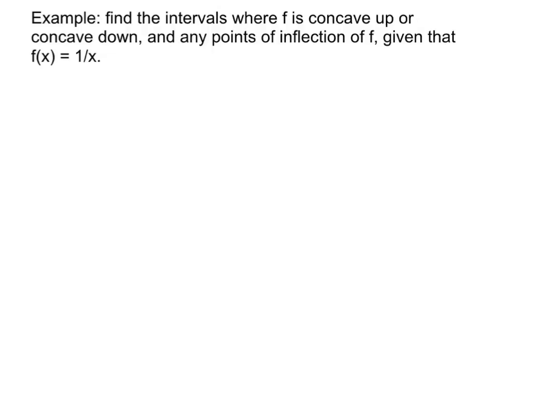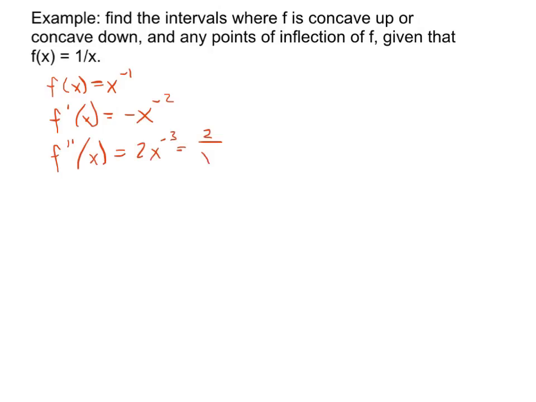In the first example, we want to analytically find the intervals where it's concave up and down and the points of inflection. We said that step 1 is to find the critical points, not of the original function, but of the derivative. So we need to look not at where the derivative is 0 or undefined, but where the second derivative is 0 or undefined. We start by taking the derivative. First, we realize that this function is x to the negative 1. So the first derivative is negative x to the negative 2, and the second derivative is 2x to the negative 3, which is 2 over x cubed.